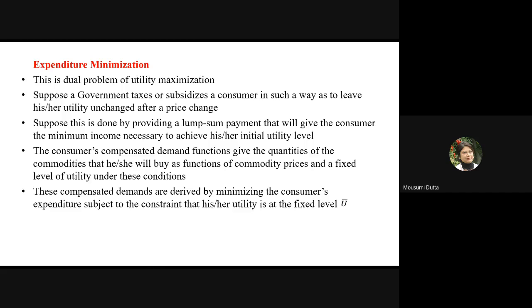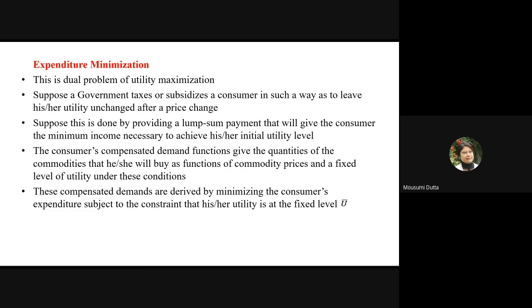So please look at the slide. This is a dual problem of utility maximization. Suppose a government taxes or subsidizes the consumer in such a way as to leave his or her utility unchanged after a price change. So there was one original solution. Now there is a change in the relative prices. However, there will be some kind of compensation principle, negative or positive. If the relative price of the commodity falls, we will tax you. If the relative price of the commodity increases, we will subsidize you. In the first case, we will take away some money from you. In the other case, we will add some money to your pocket. So all these things will happen.